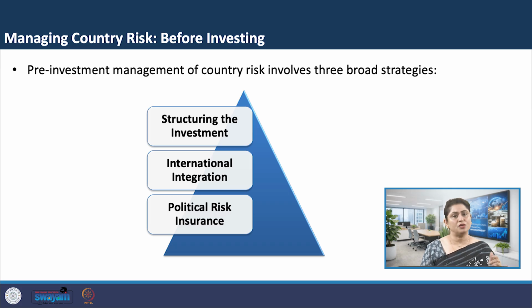The third is political risk insurance, that is, transferring the financial consequences of residual country risk to a third-party insurer. Let us work through each of these in turn.